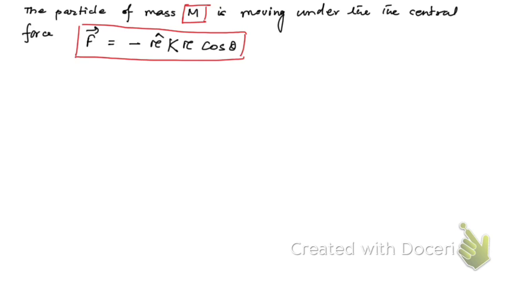We know that central force can be represented by this form: F is equal to small f of r, r cap. We know this can be written in this form, where this f of r is nothing but minus del V del r. So V is the potential here.